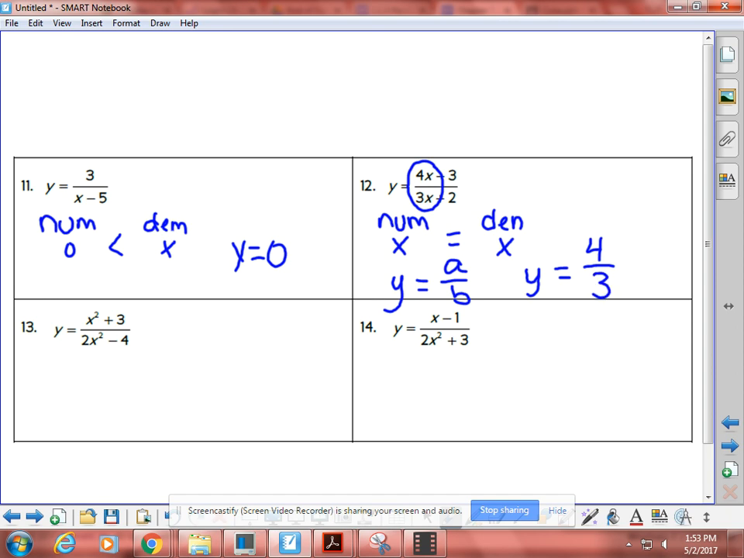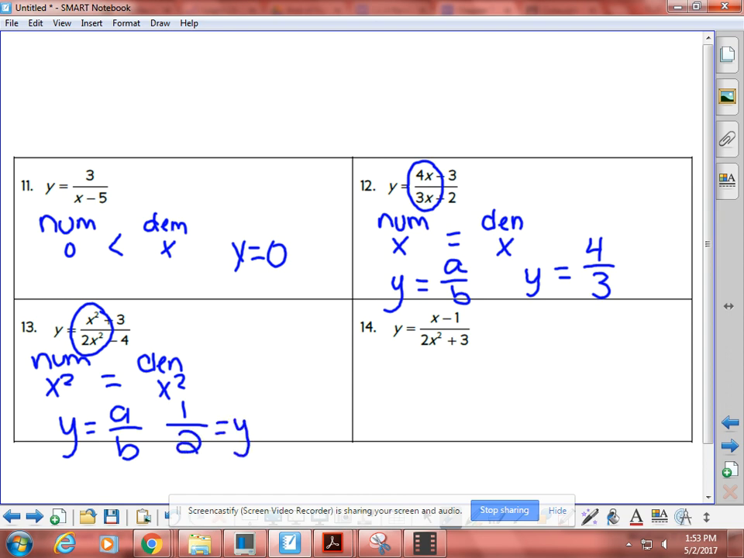My next one, going to be the same way here. My numerator is x squared, my denominator is x squared. They're equal to each other, so it's going to be y equals a over b. A over b is what it's attached to, so 1/2 is equal to y for this. Then my last one, my numerator is x, my denominator is x squared, so it is less than in this one. So with it being less than, I just get y equals 0.